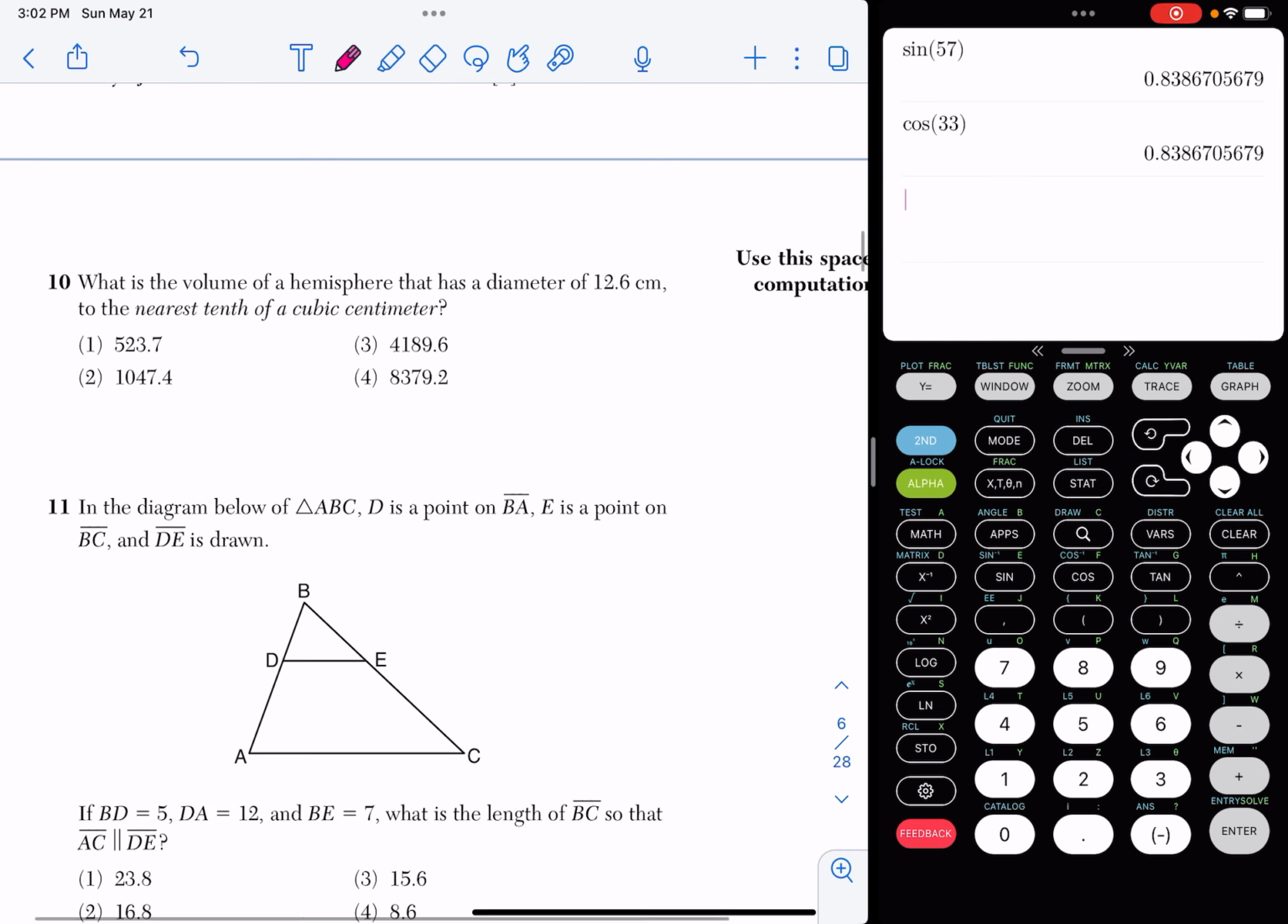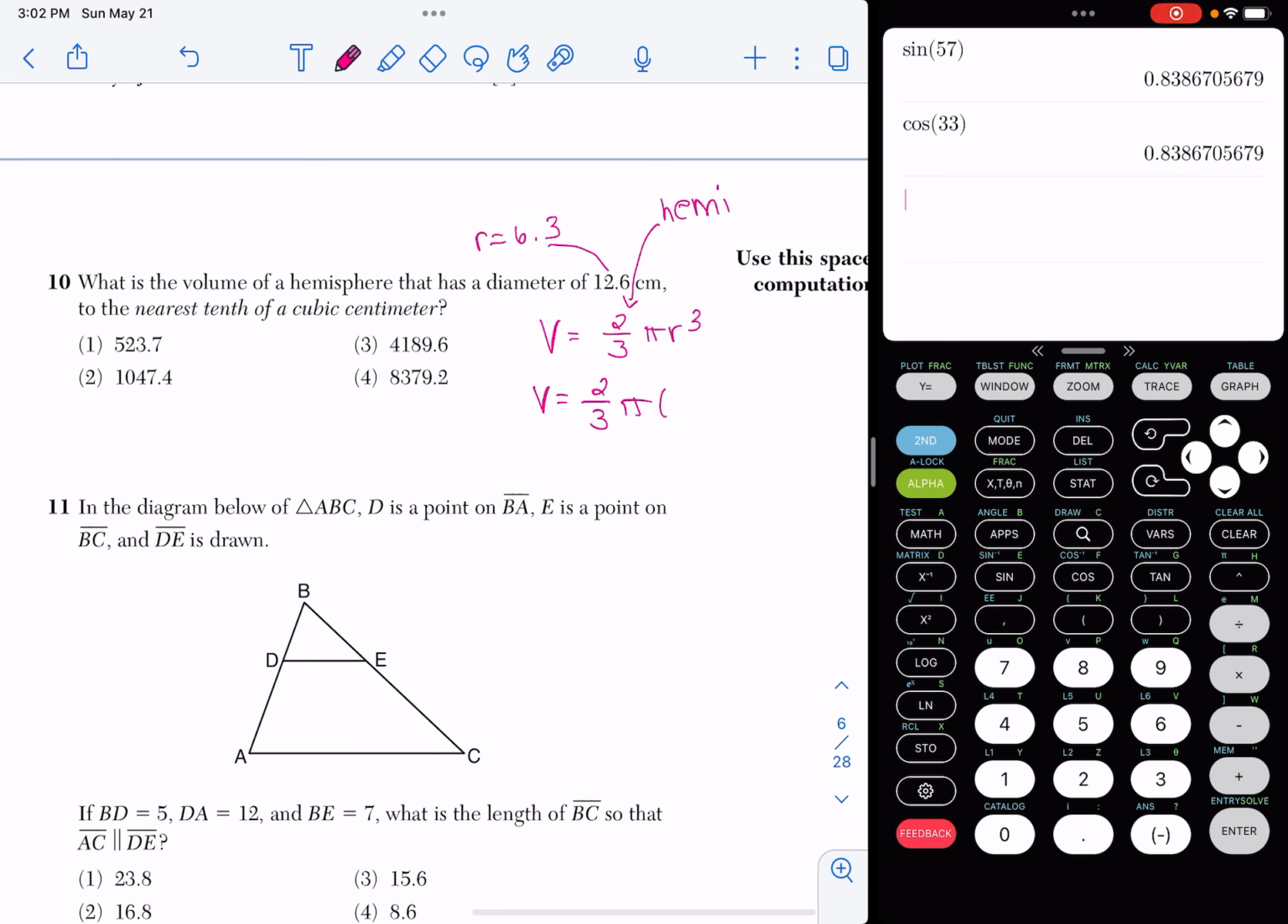Number 10, what's the volume of a hemisphere that has a diameter of 12.6 to the nearest tenth of a cubic centimeter? The volume of a sphere is given to you in your reference sheet. To adjust it to a hemisphere, change that fraction from 4/3 to 2/3. They are giving us another little trick here, that the diameter is 12.6. That means my radius is half that, so 6.3.